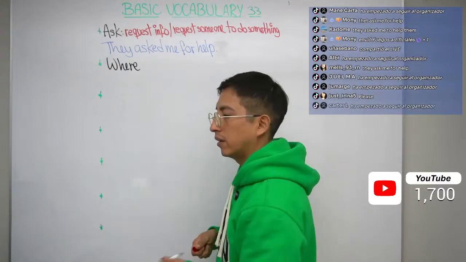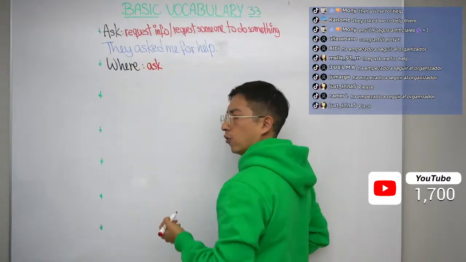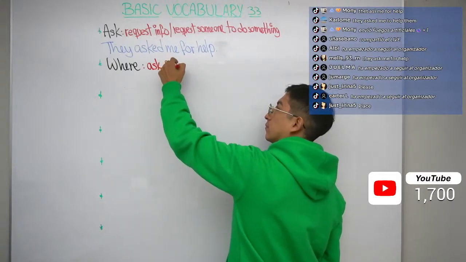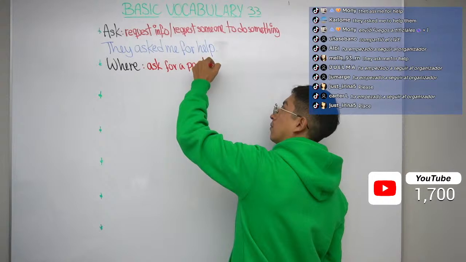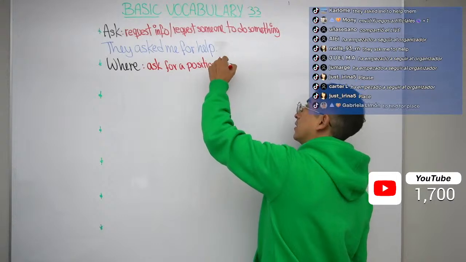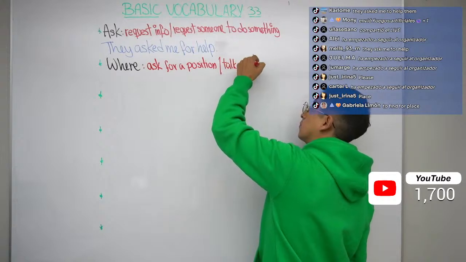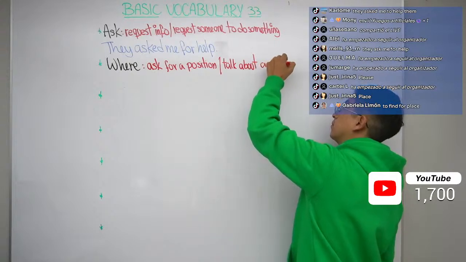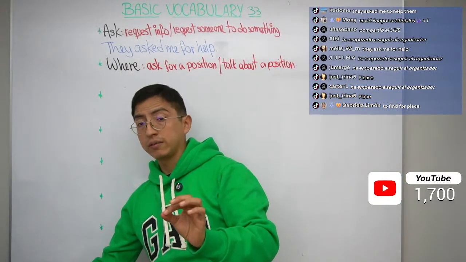Now, we use where when we're asking for a position, for a physical position or for a physical place. And in the second case, it is to talk about a position. Yep, that is a question.